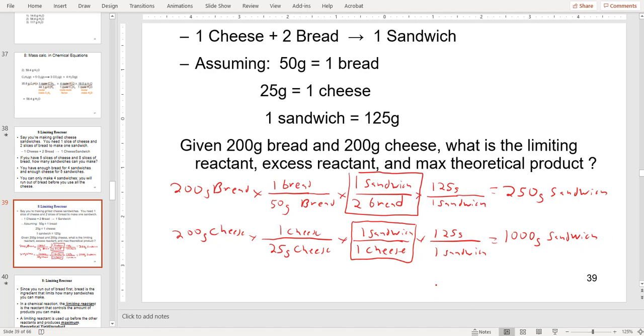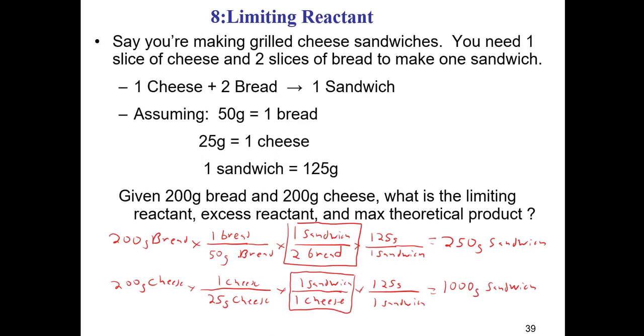So now I went ahead and I drew or sketched two different equations going from grams of bread to bread to number of sandwiches to grams of sandwich. And this is using the same stoichiometry that we just learned how to do. I have equalities up here.